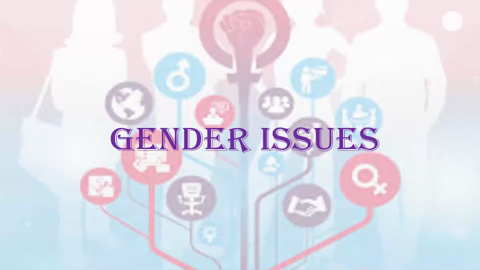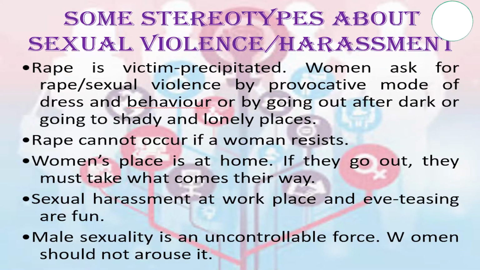So these are some of the gender issues, problems that arise from your being a male or a female, or the gender construct that is given by the society and the social norms, and some stereotypes about sexual violence and harassment. This goes as: rape is precipitated by the victim. Women ask for rape, sexual violence by provocative mode of dressing and behavior, or by going out after dark or going to shady and lonely places. Rape cannot occur if a woman resists, and women's place is at home. If they go out, they must take what comes in their way.